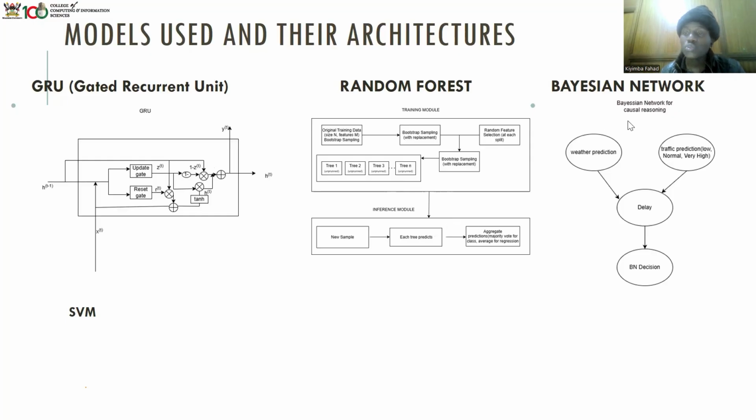With the Bayesian network here, what it does, it's made up of nodes, and specifically ours takes in the prediction from the best of these models that we shall go with. It takes in the weather prediction and traffic prediction, okay? Then it computes the delay of the lecture, then it gives a decision. The SVM for us is a graph, so I couldn't put it here.